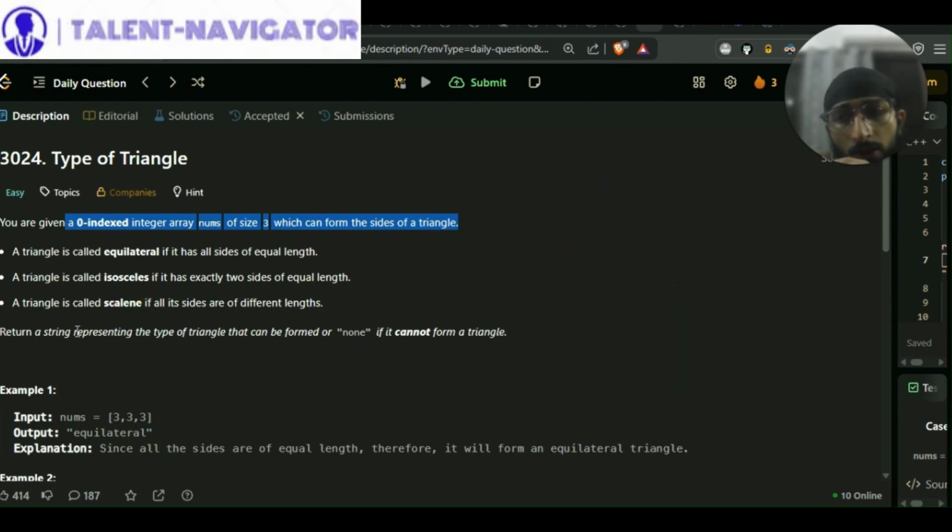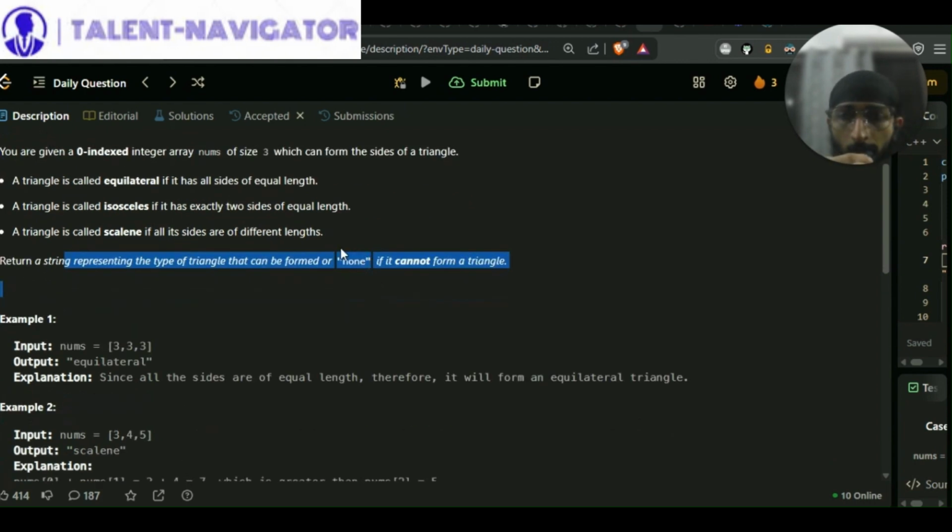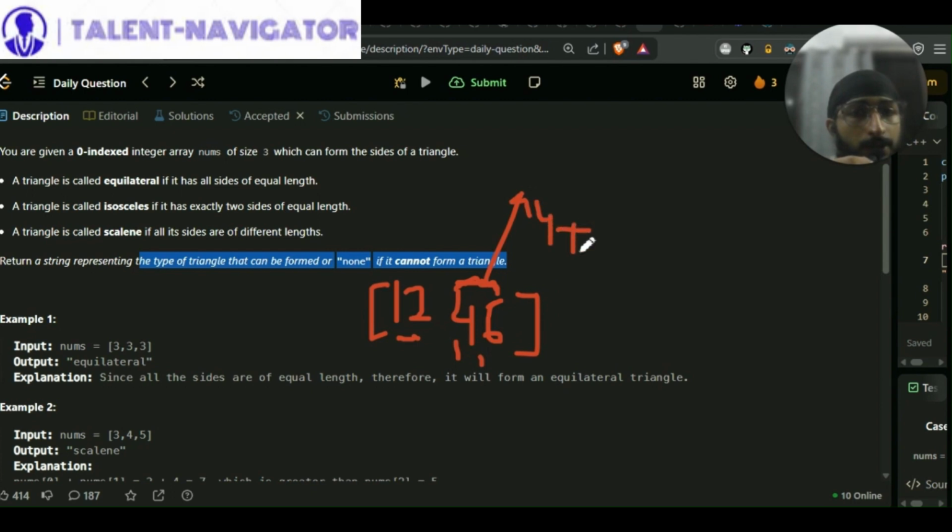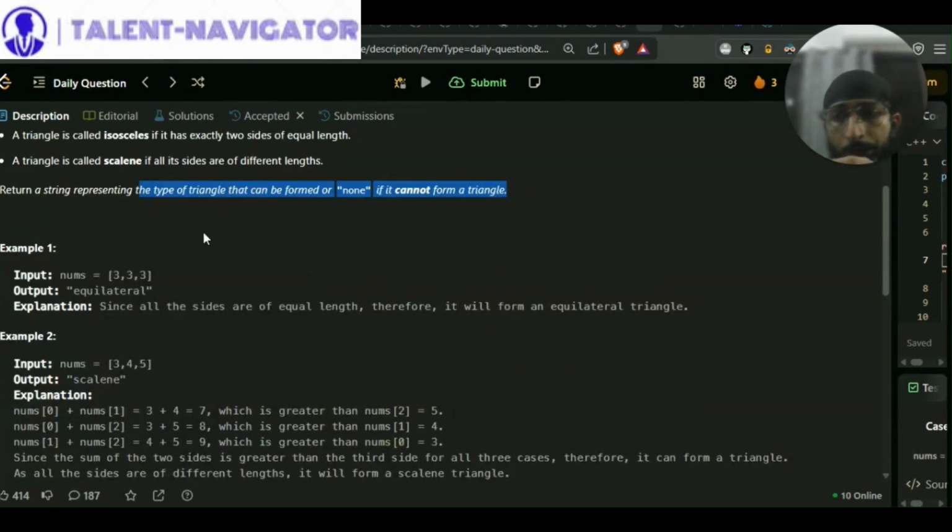So what we need to do is return a string representing the type of triangle that we can form, or none if it cannot form a triangle. So where would this case be arising, where we cannot form a triangle? For example, if we have, let us say, values like 12, 4 and 6. You see that in this array, the maximum number is 12, and the two numbers smaller than that, if we add these up, 4 plus 6, they are coming out to be less than 12. 10 is less than 12. So this cannot potentially form a triangle, as we all know.